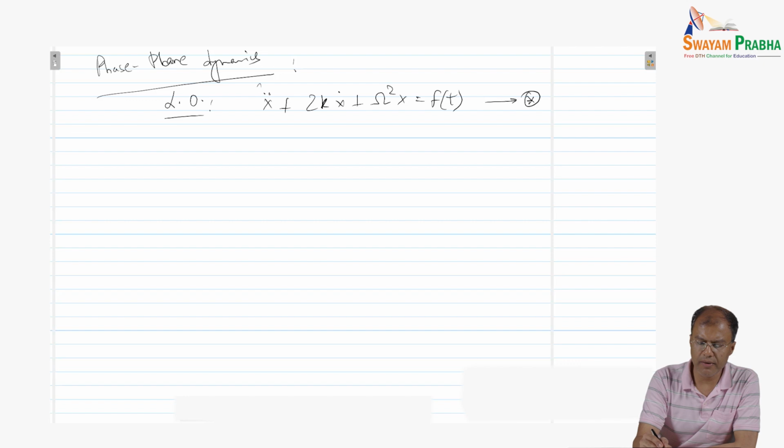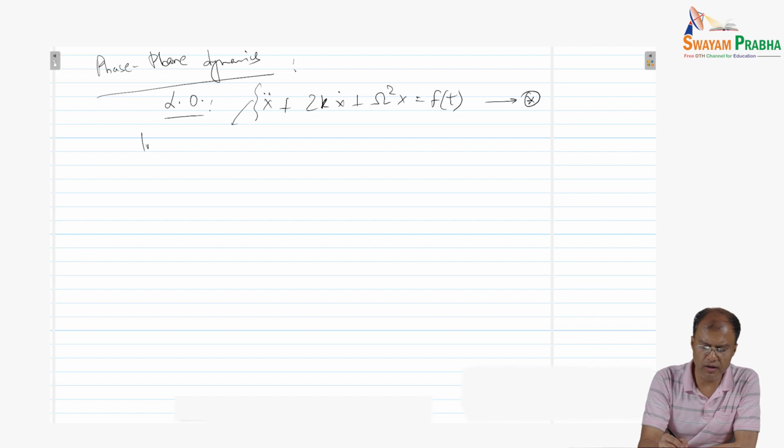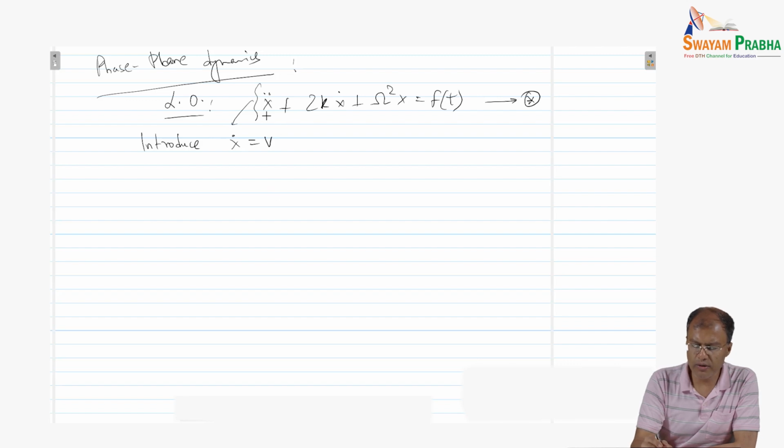So the first step in studying this problem is to convert this second order ODE into a system of two first order ODEs. So we introduce a new variable, x dot equal to v. And now my original equation star can be rewritten as v dot is equal to f of t minus 2kv minus omega square x, right?